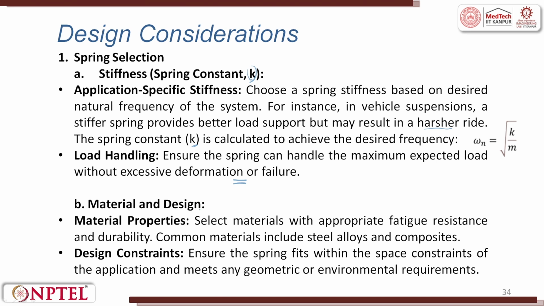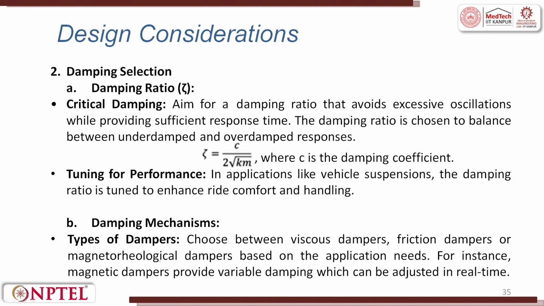Next is material and design. Material properties: select materials with appropriate fatigue resistance and durability. Polymer and elastomer can be thought of, or in metals you can think of steel alloys and composites. Design consideration ensures the spring fits within the space constraints and application and meets any geometric and environmental requirements or design constraints. Damping selection, damping ratio zeta.